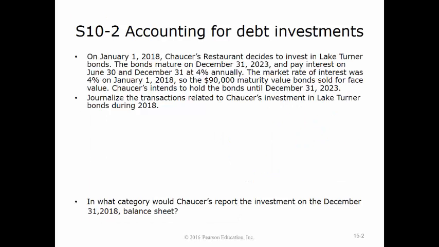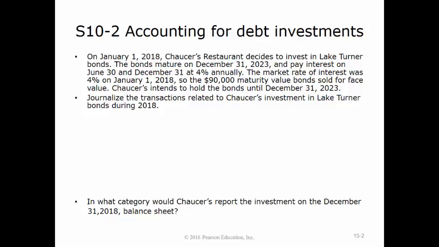On January 1st, 2018, Chaucer's Restaurant decides to invest in Lake Turner bonds. The bonds mature on December 31st, 2023 and pay interest on June 30th and December 31st at 4% annually. The market rate of interest was 4% on January 1st, 2018, so the $90,000 maturity value bond sold for face value. Chaucer intends to hold the bonds until December 31st, 2023.